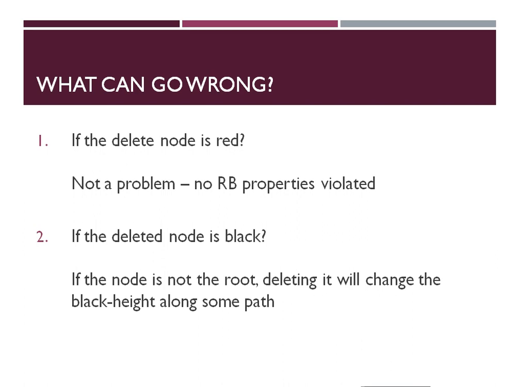If not, that means if the node is not the root node, then deleting it will change the black height along some path. If you are deleting a node which is not the root node of the red black tree, but the color is black, then obviously there will be a change in the black height along some of the path, either left path or right path.